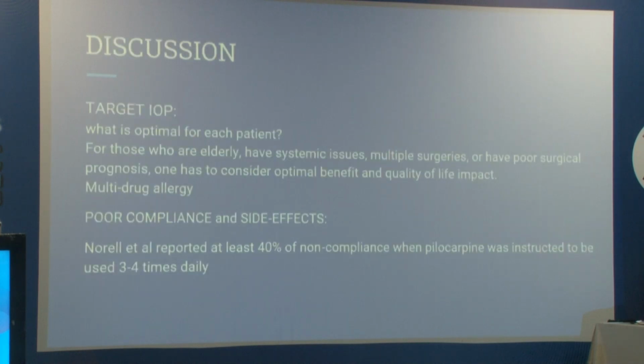So we all know that there is the concept of target IOP. However, there is a lot of debate on what is exactly optimal for each patient. So there are certain patients where the benefit and the pros and cons are such that we may have to opt for an additional glaucoma medication. And of course, pilocarpine was not very much favored as a first-line medication or even a third-line medication because it has compliance issues, since it needs a very frequent instillation, at least 3 to 4 times a day, and also the incidence of brow ache and refractive changes.